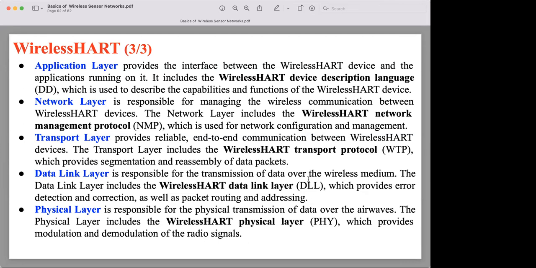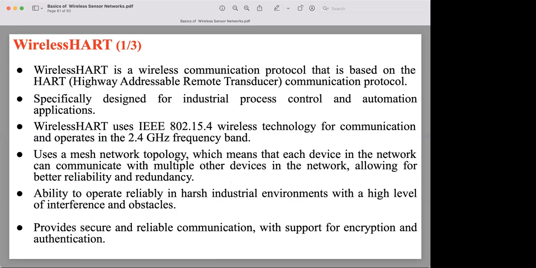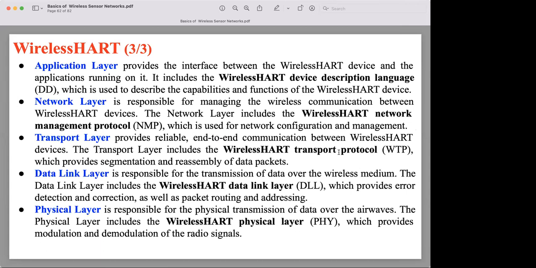That means they can control the security, they can control the privacy, and the handshaking and other things. So they say security and reliability both together, authentication and encryption, are there because they have their own protocol at each and every layer. For the data link layer, they have wireless data link layer protocols for error detection, error correction, packet routing and addressing. So it is a very popular and powerful protocol, especially for wireless sensor networks.